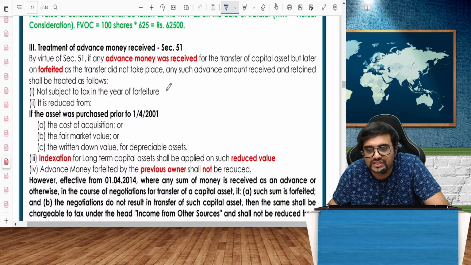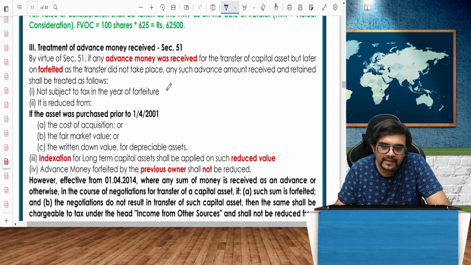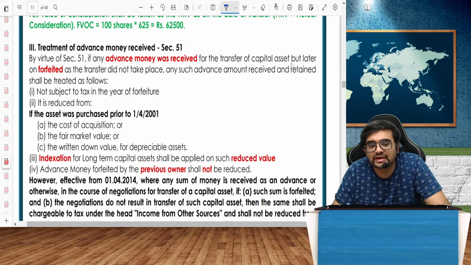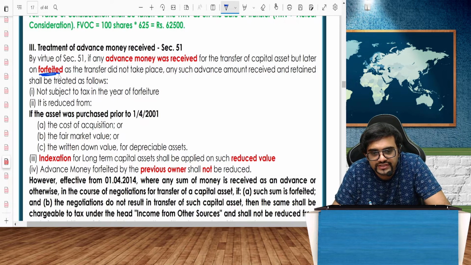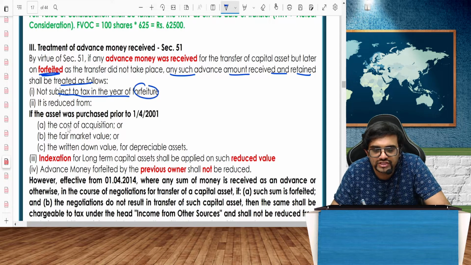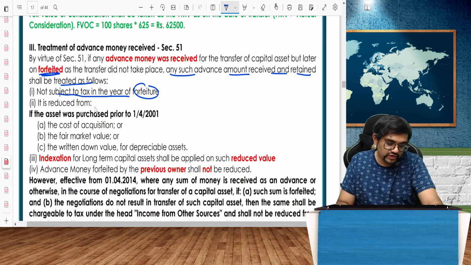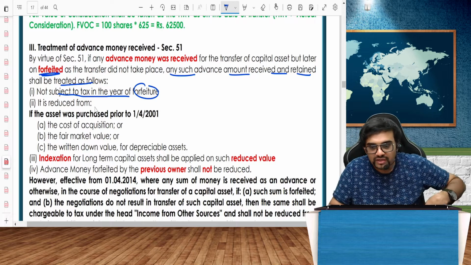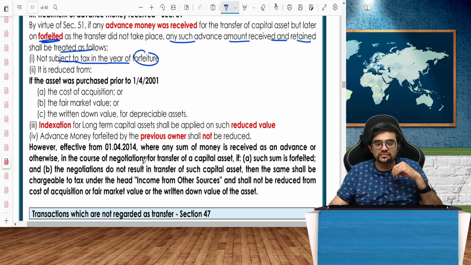If any advance money was received for the transfer of a capital asset, but later it was forfeited as the transfer did not take place, then any such advance amount received and retained shall be treated as follows: not subject to tax in the year of forfeiture. It is reduced from the asset. Advance money for an asset is reduced from the cost of acquisition.